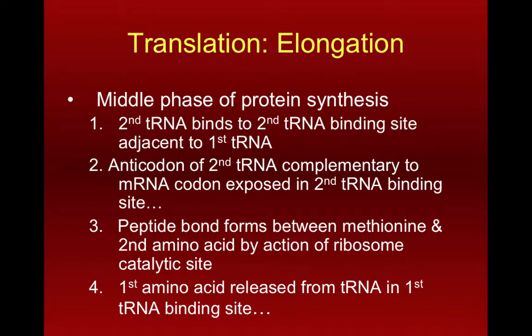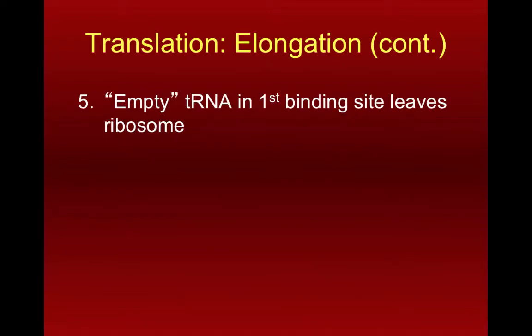Right, so at that point, the first amino acid is left behind at the ribosome with the other amino acid, to which it is now bound. And the empty tRNA molecule, the one that brought in methionine in this example, is going to be kicked off the ribosome back into the cytoplasm where it can pick up another methionine and bring it back to the ribosome should another one be called for.